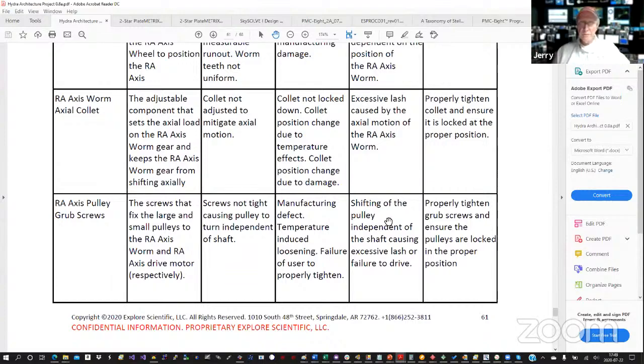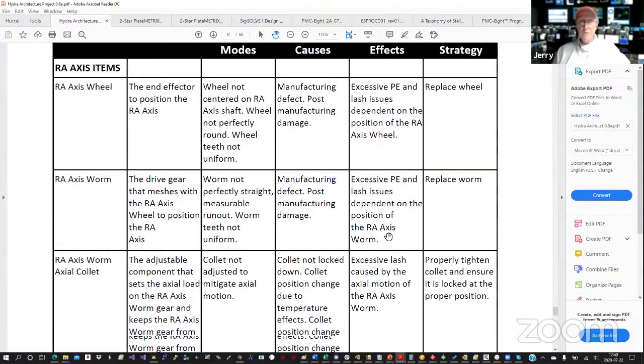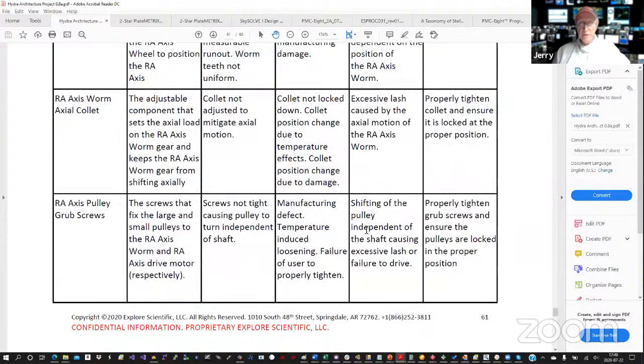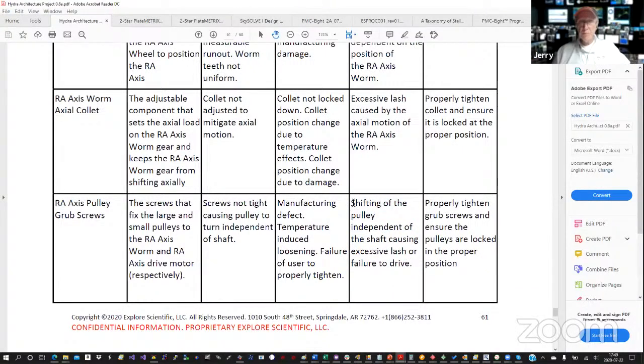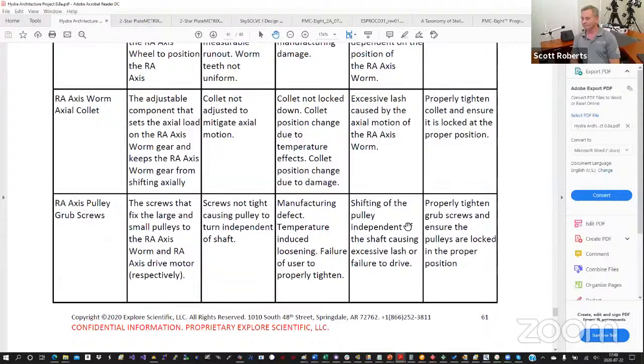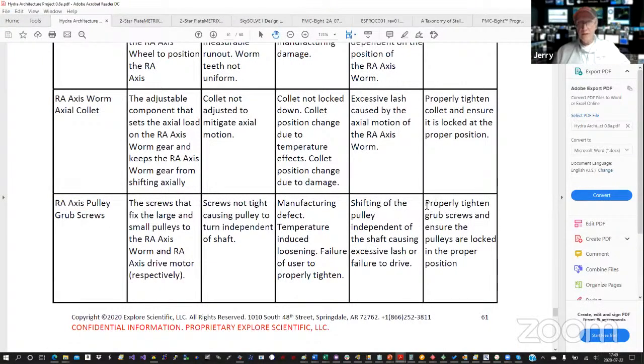Somebody didn't do it right. So the effect of that is the shifting of the pulley independent of the shaft, causing excessive lash or failure to drive. So this is the pain right here. Like I said yesterday, this is the pain that can be caused by this component not being correct. And then to mitigate it, you basically properly tighten it to ensure the pulleys are locked in the proper position.